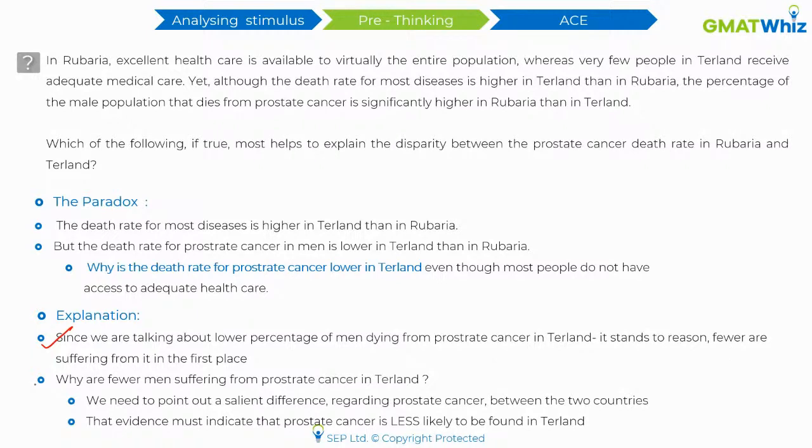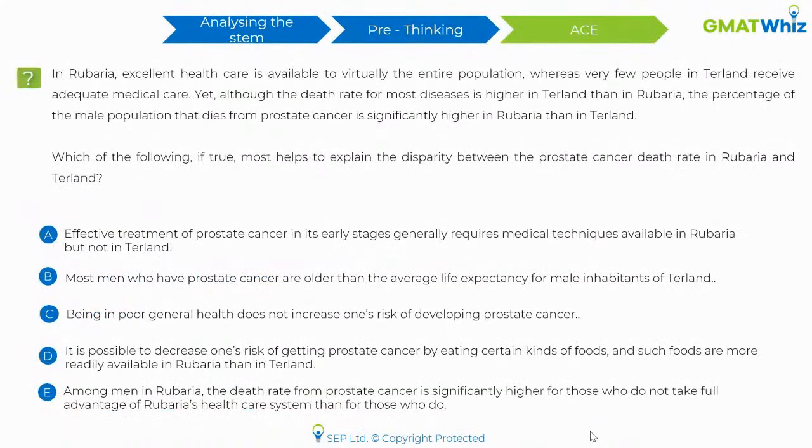And then the next question that arises is, so why are fewer men suffering from prostate cancer in Thailand? And this is the kind of answer choice we're looking for, the scope. We need to point out a difference regarding prostate cancer between the two places. We need to give some data to show what is different in terms of prostate cancer in Thailand and Ruberia, such that the percentage of deaths from prostate cancer is higher in Ruberia than in Thailand. That evidence should also indicate that prostate cancer is less likely to be found in Thailand.